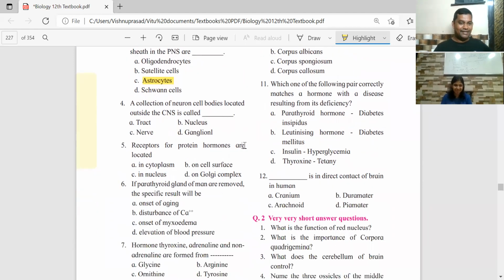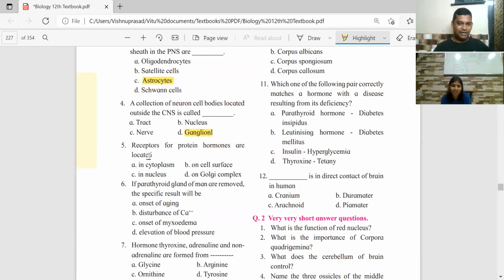Astrocyte. A collection of neuron cell bodies located outside the CNS is called... Outside the CNS. What's the answer? Ganglion. It is ganglion. Yes. Aggregation of cell bodies of neurons.